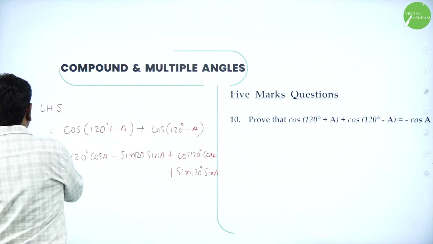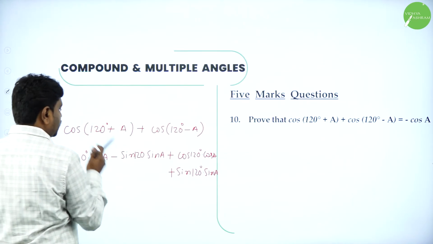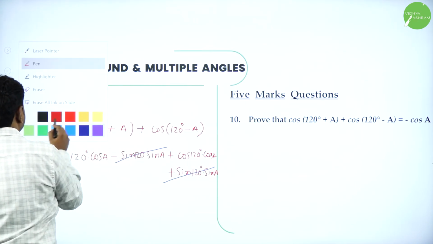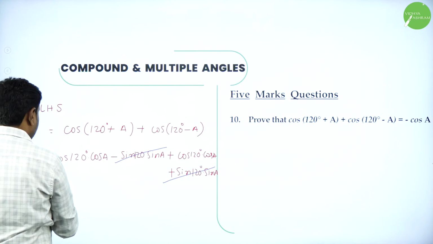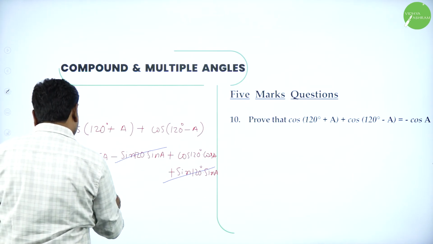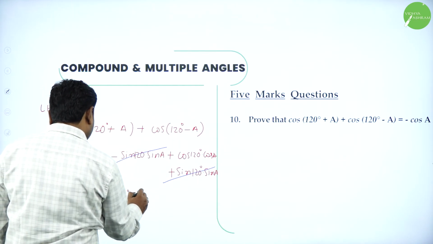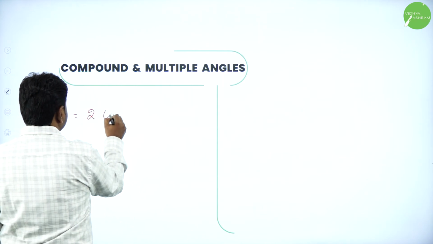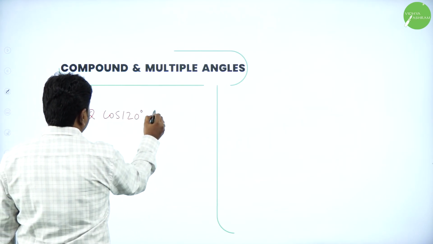So now opposite terms you can cancel. Minus sin 120 sin A plus sin 120 sin A will cancel. So what is left out? We are left with cos 120 cos A, cos 120 cos A. That can be written as 2 times cos 120 into cos A. So we got 2 times cos 120 degrees into cos A.